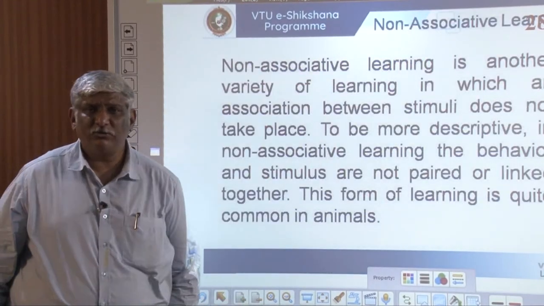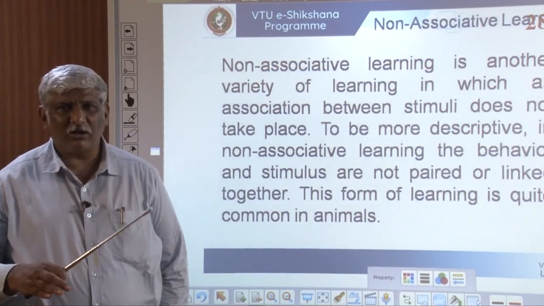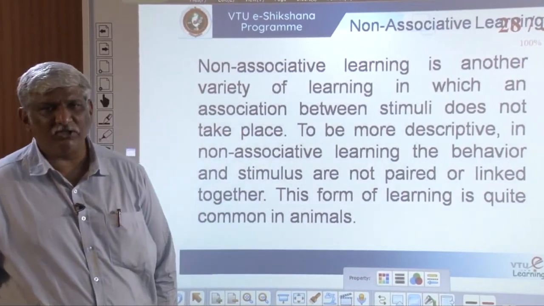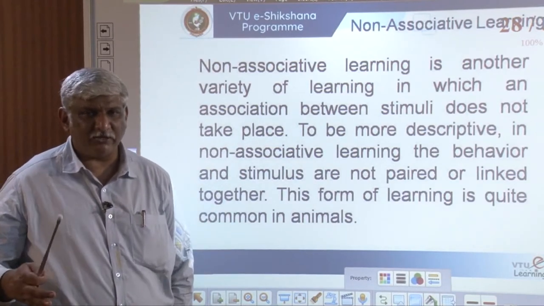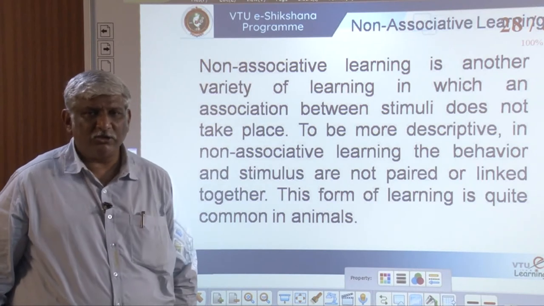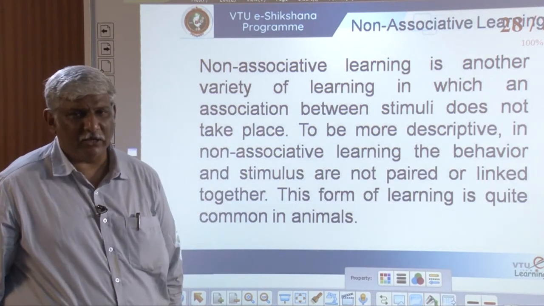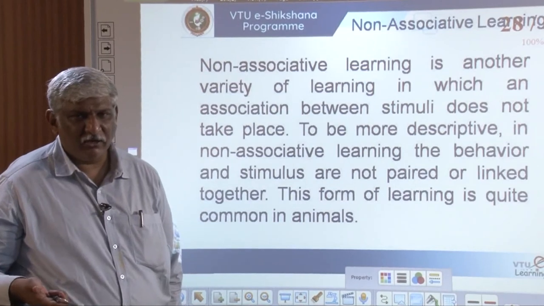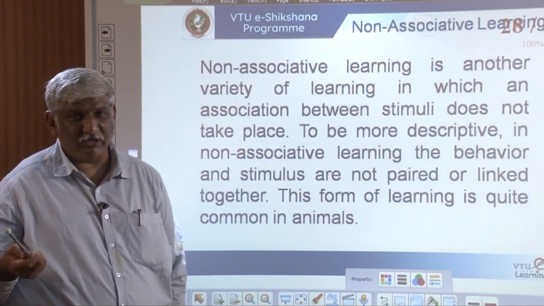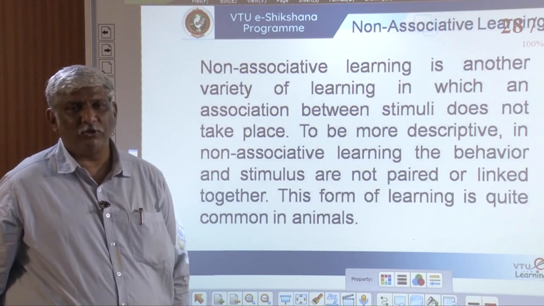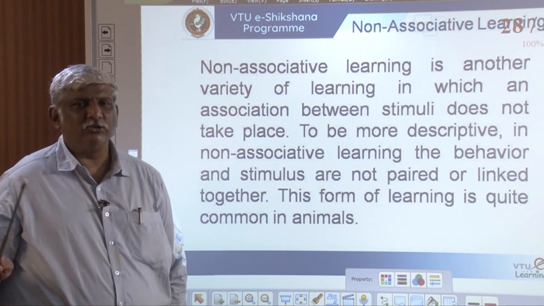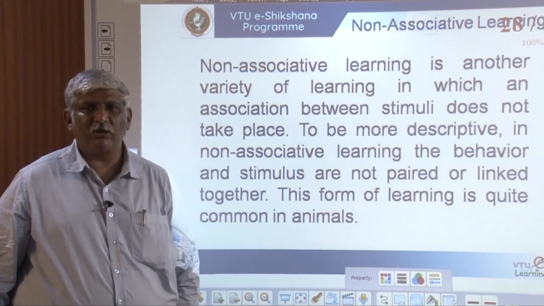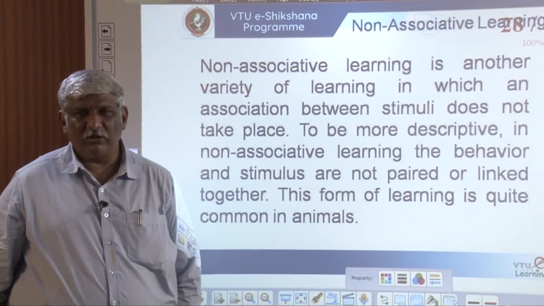The next one is going to be non-associative learning. And non-associative means, of course, they are not associated with each other, right? Already we discussed this. Non-associative learning is another variety of learning in which an association between the stimuli doesn't take place. To be more descriptive, in non-associative learning, the behavior and stimulus are not paired and linked together. We saw in the last example that a dog is given a flashlight and then it is given food. So it associates these two things: whenever the light is flashed, it will get some food. So there are two associative operations there, but here there is no associative operation. So here it is non-associative learning, and the behavior and the stimulus are not paired or linked together. And this form of learning is quite common in animals.